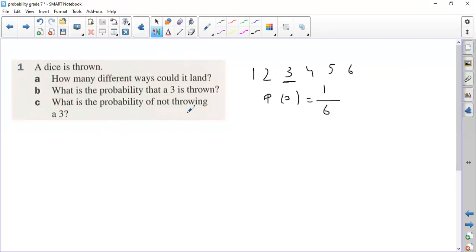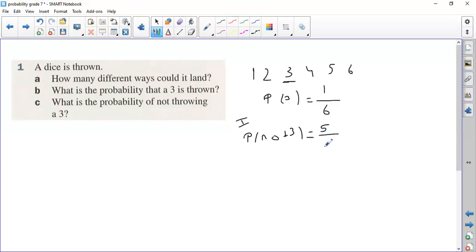What is the probability of not throwing a 3? Now this one can be found in 2 ways. The first way is counting the other possibilities, the ones which are not 3: 1, 2, 4, 5, or 6. So if the thrown dice gives me one of these faces, it means it is not 3. So the probability for not 3 will be 5 over 6.